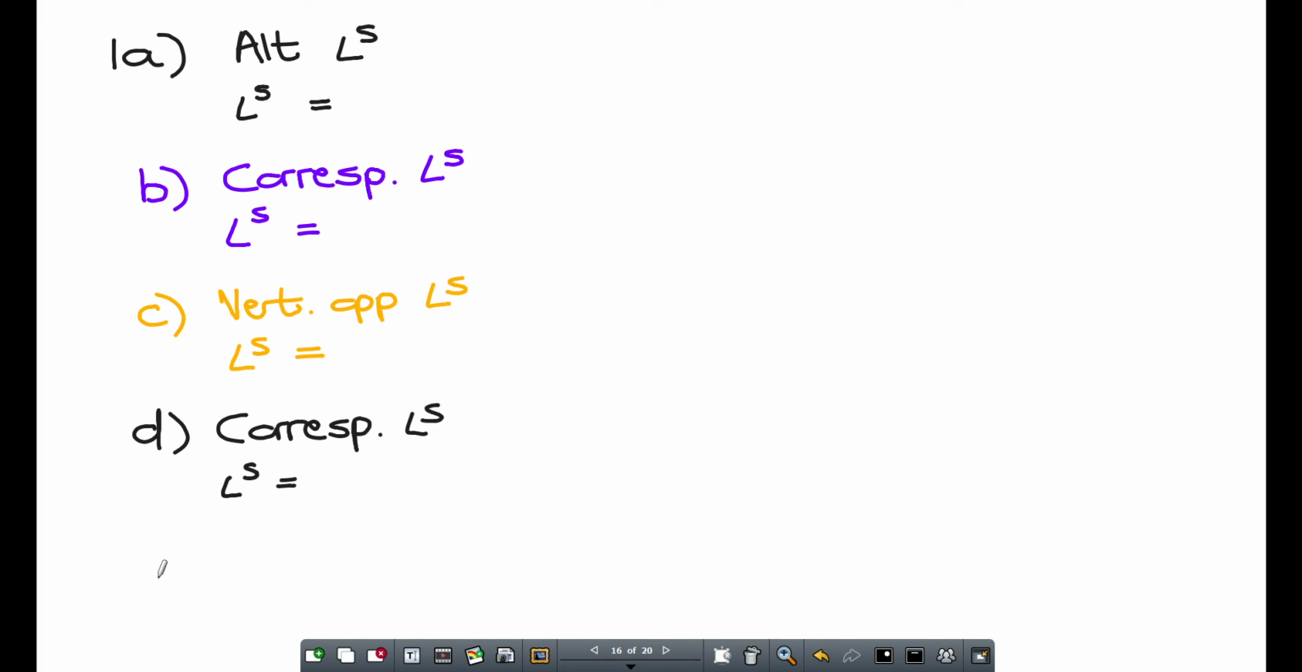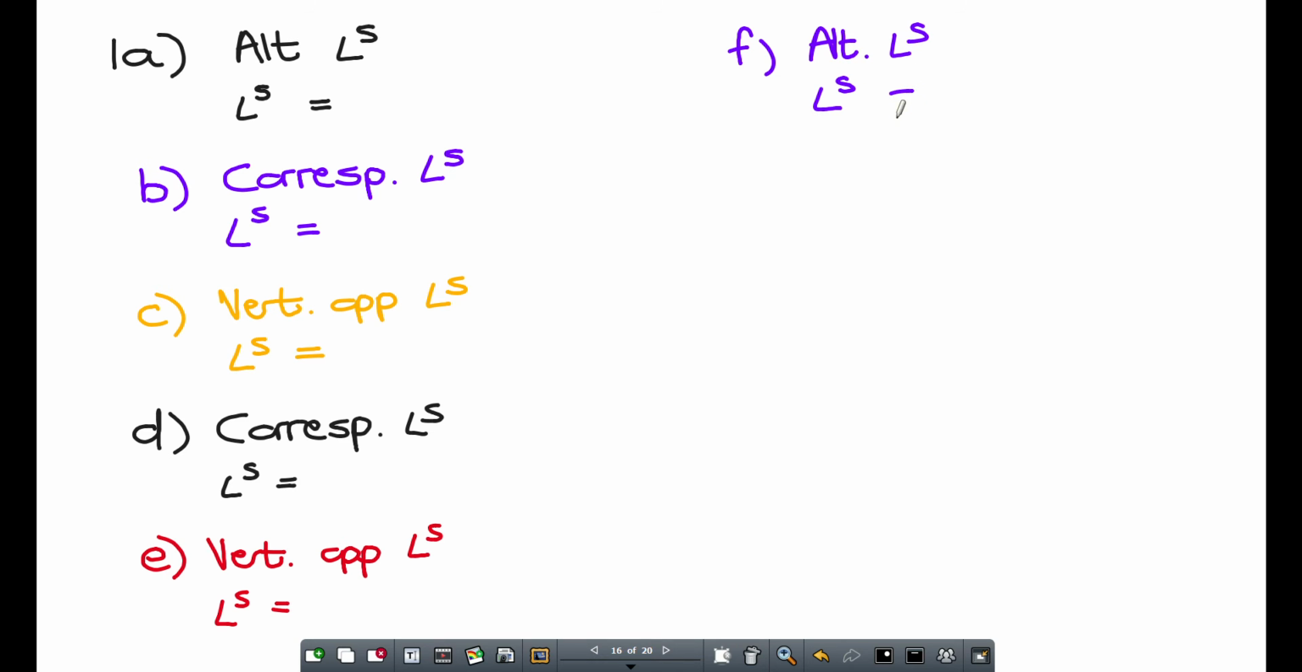I did only up to E. Okay, E will again be vertically opposite angles. And the angles will be equal. Did you guys have anything else? I'm hearing co-interior or something. Oh, yeah. Okay, then at F, it would be alternate angles. And at alternate angles, the angles are equal.